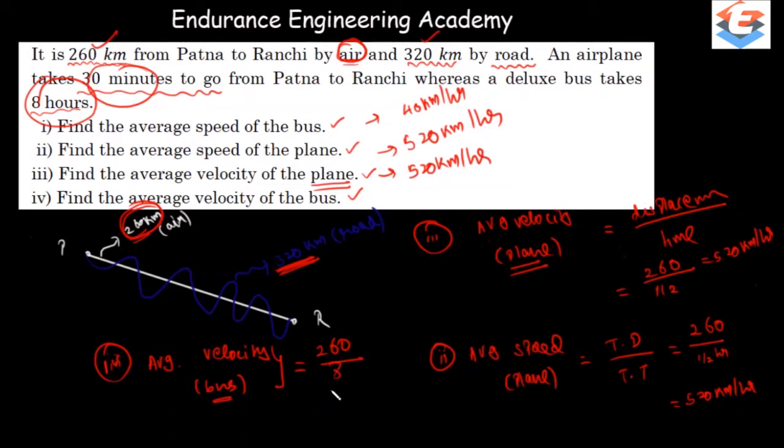So 260 by 8. You have to understand this point very clearly. This is something which is not going to be straightforward. Average velocity of the bus is total displacement by total time taken. Total displacement is 260. Why 260? Because 260 is the shortest one, and divided by 8 hours, because 8 hours is the time taken by this bus for traveling. So 260 by 8 is going to be 32.5 kilometers per hour.